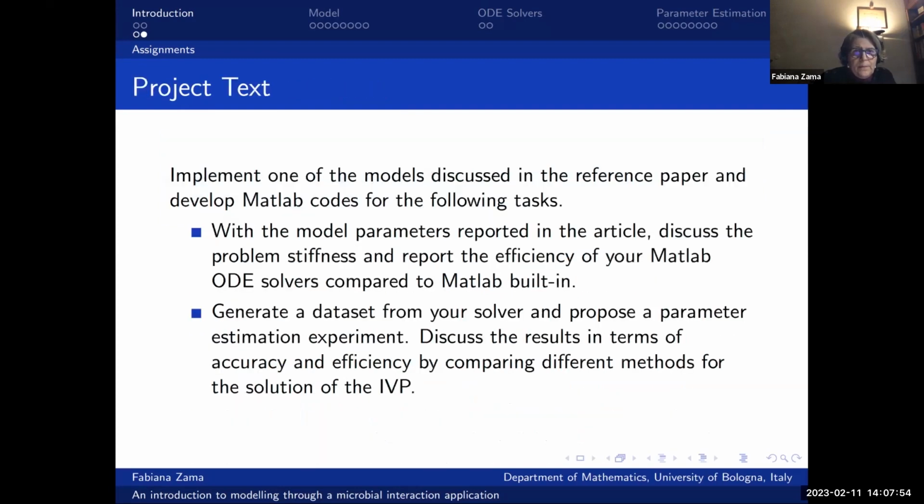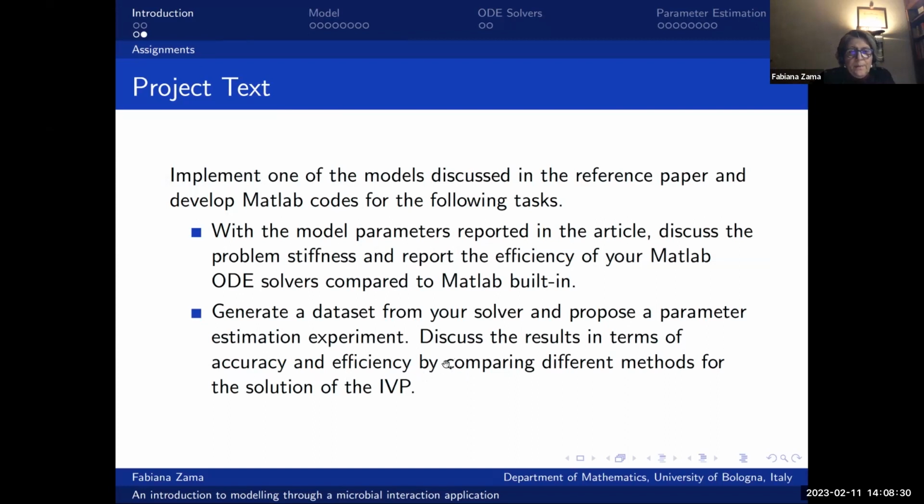Let us start. This is mainly the text of the part of the code that they had to generate. They had to understand the model parameters, and they had to discuss the stiffness of the problem and report the efficiency of the MATLAB solver. And I have to say here that they used built-in solvers, but they had also implemented mainly implicit Runge-Kutta solvers. So they had to implement, and they had to test the efficiency of their solvers.